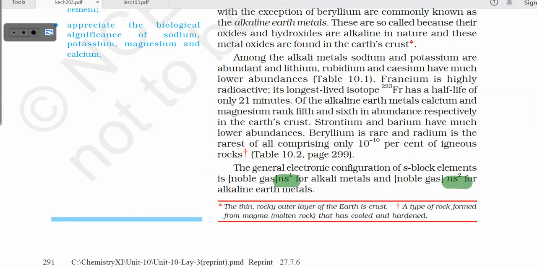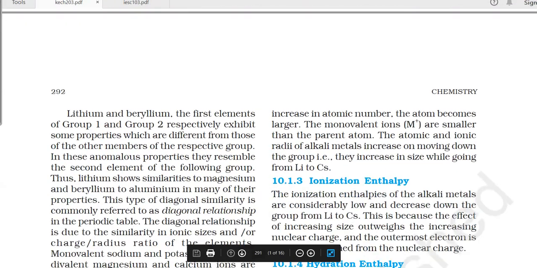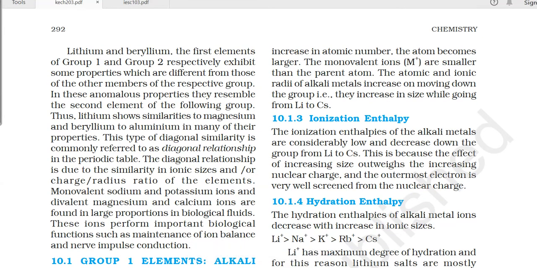Let's move further and see the next topic for this chapter, the lithium and beryllium families. The lithium family is group 1, and the beryllium family is group 2. Lithium and beryllium, being the first elements of their groups, have some anomalous properties compared to their group members. Hence we can conclude that lithium shows similarities to magnesium; it has a diagonal relationship with magnesium.